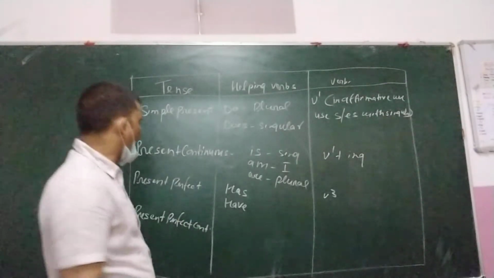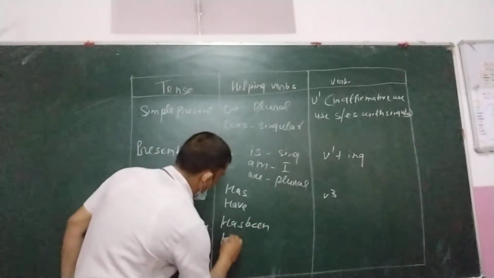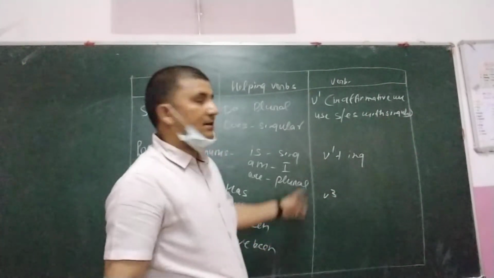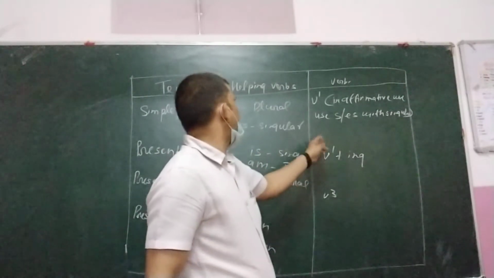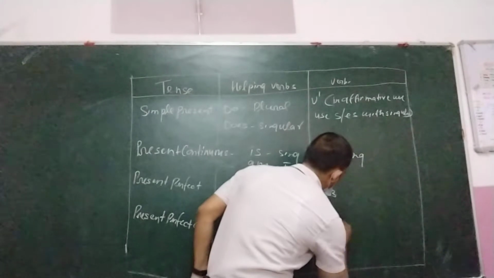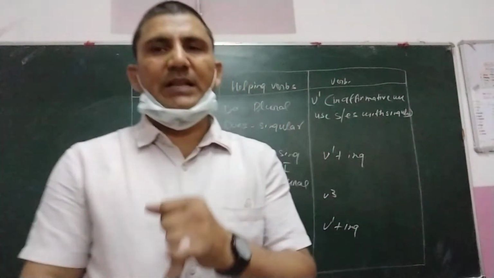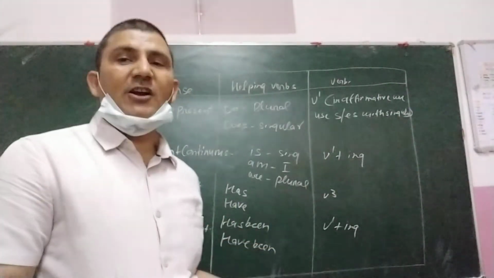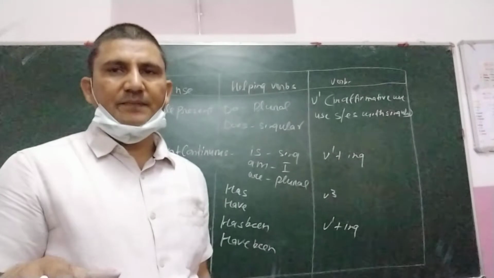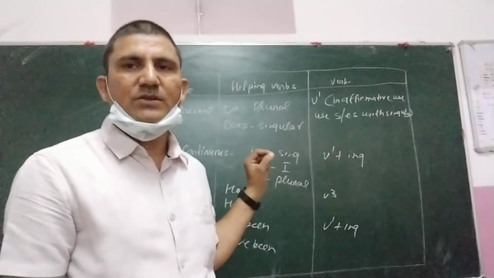The helping verbs of present perfect continuous are has been and have been. As in continuous, we use the ing form, the same thing in perfect continuous: verb first form plus ing. But there is a difference between continuous and perfect continuous. In perfect continuous, we always get time, definite and indefinite. So with definite time, we use since, and with indefinite time, we use for.